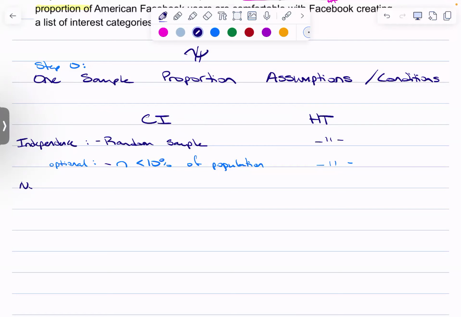Then this is where they become slightly different. So there's a normality or a sample size condition. The sample size tells us if we can use the normal distribution, and so I like to think of it as a normality condition.